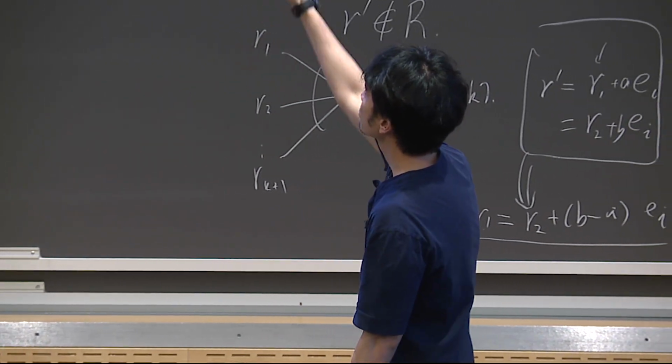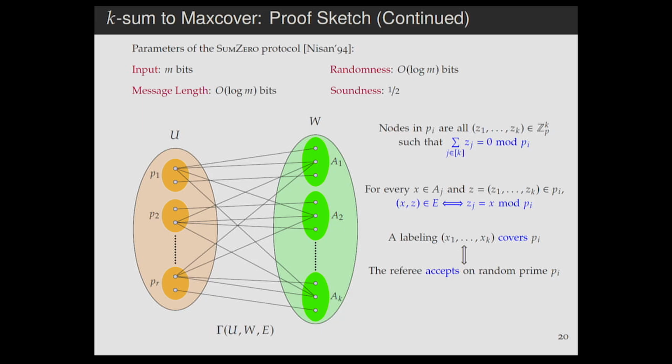Okay, now a labeling, what does a labeling mean? A labeling means that you have to pick one node from each set AI on the right. So this exactly corresponds to a solution that you would pick in k-sum as well. And if the sum is 0, then since the sum is 0 mod p as well, you can see that there has to be a node on the left that is a neighbor of everyone on the right. Okay? And the soundness also follows from the protocol as well.